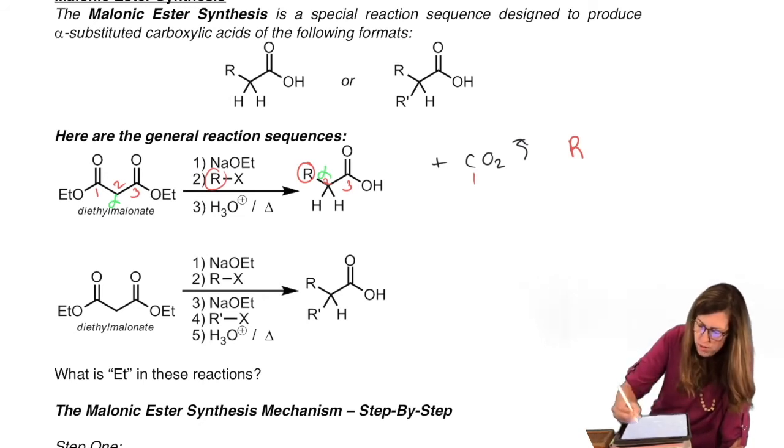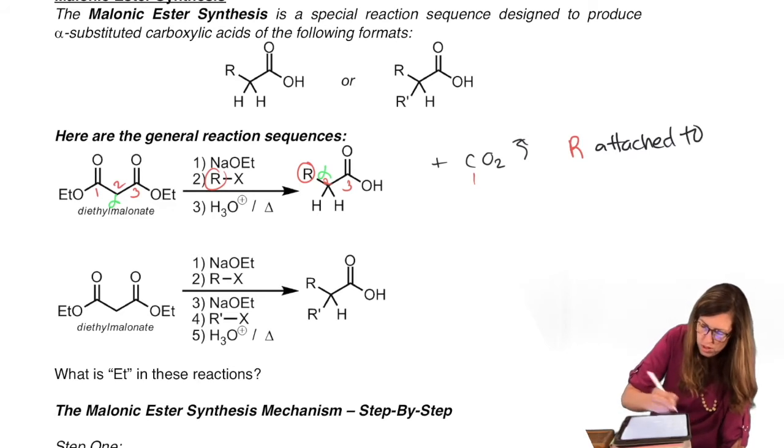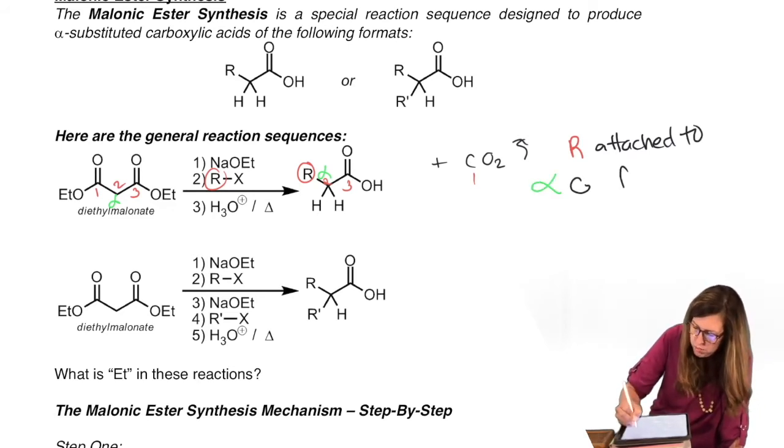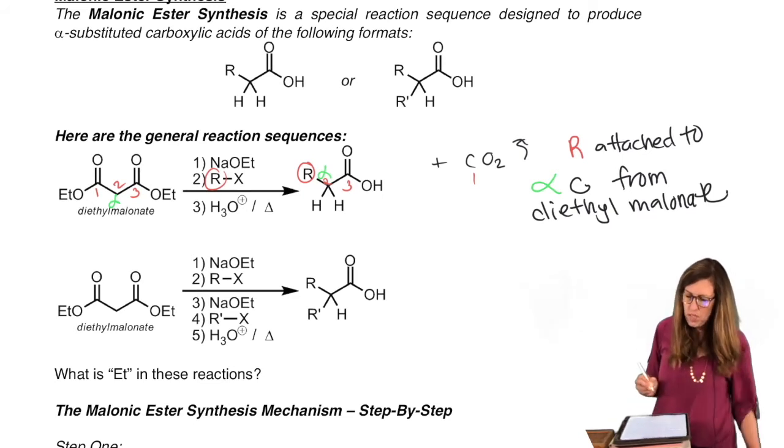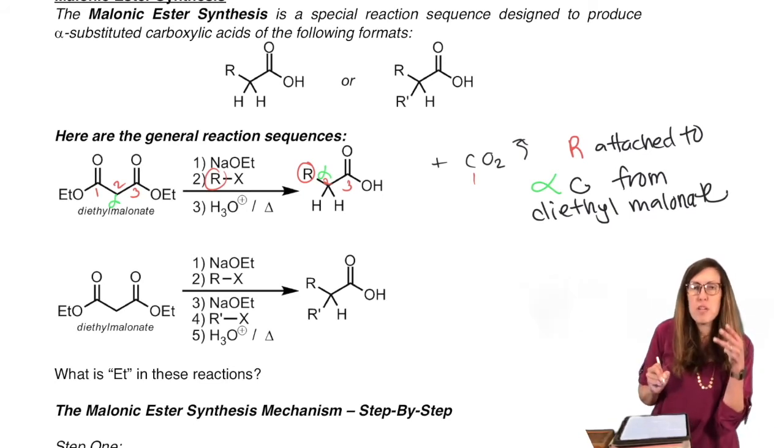R in red attached to green alpha C from diethyl malonate. So you must start with diethyl malonate. You don't really get a choice. That's what makes it the malonic ester synthesis. There's 3 minimum steps.